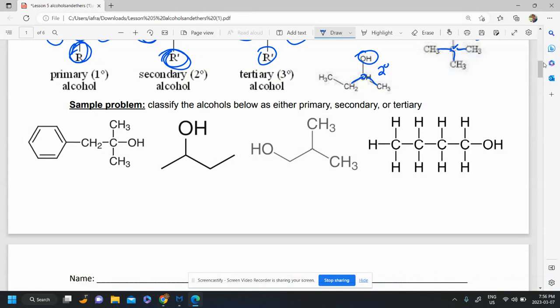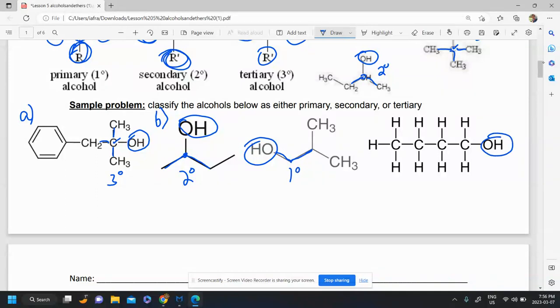So let's start with this one over here. Let's call this A. Let's find our OH group. So we have our OH group over here. The carbon is over here, and it's directly attached to 1, 2, 3 other carbons. That's a tertiary alcohol. Let's do B. So here's OH. This is the carbon it's attached to. It's attached to 1, 2 other carbons. That's a secondary alcohol. Here's the OH. Here's the carbon it's attached to. That carbon is attached to one other carbon directly. So that's a primary alcohol. And over here we have an OH. And this is the carbon it's attached to. This carbon is attached to one carbon directly. So that's a primary alcohol.